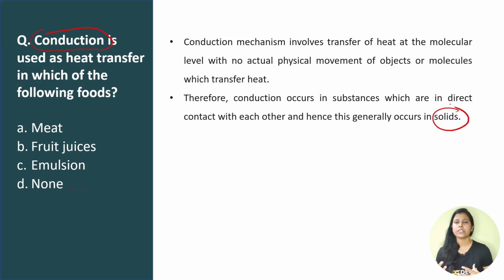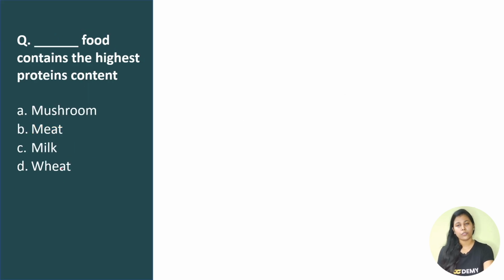The conduction we know it happens in case of solid foods, while convection, as we said, it happens in case of fluids. So here it's very easy to tell which of these is solid. Meat is the solid one, because fruit juice and emulsion are liquid, we know that. So here the correct option will be meat. Very simple question. Again, let's move to the next question.